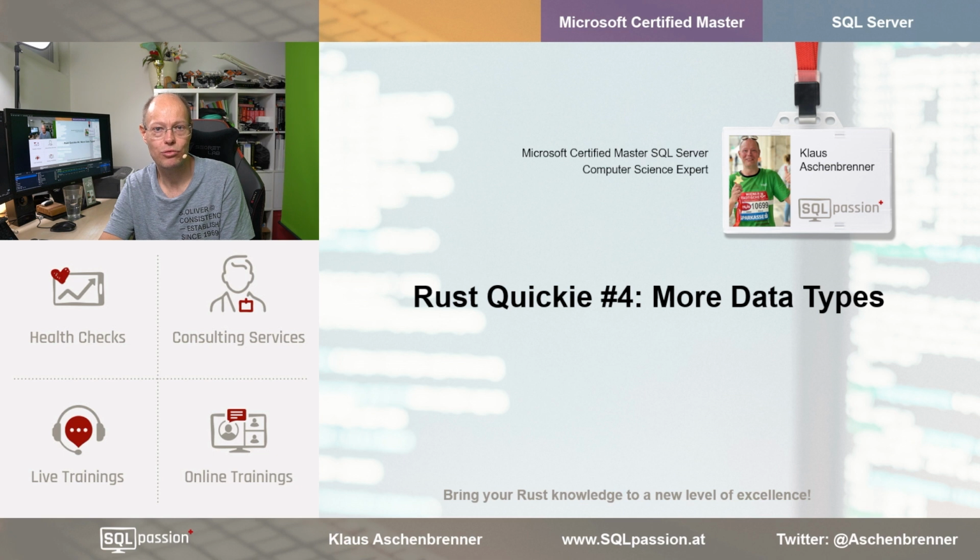In my previous Rust Quickie I talked about the various integer data types that Rust supports, and today I want to continue that discussion by talking about the floating point data types, the character data type and the boolean data type that Rust supports. So let's switch over to Visual Studio Code where I want to show you those data types in more detail.